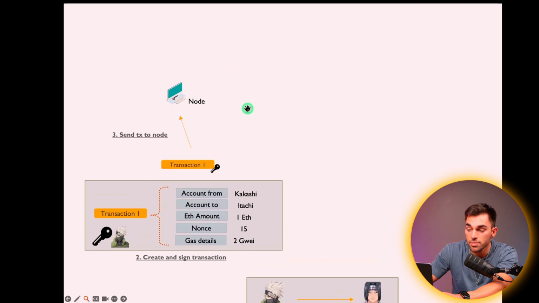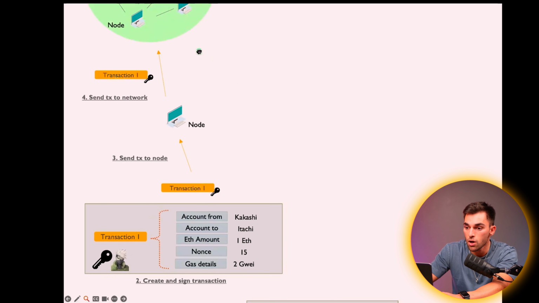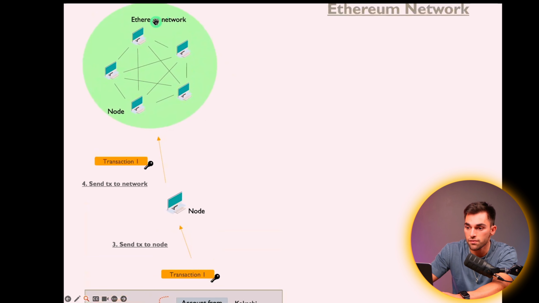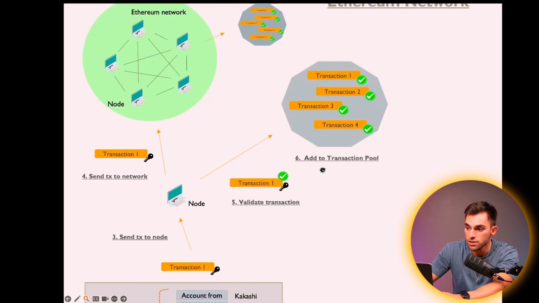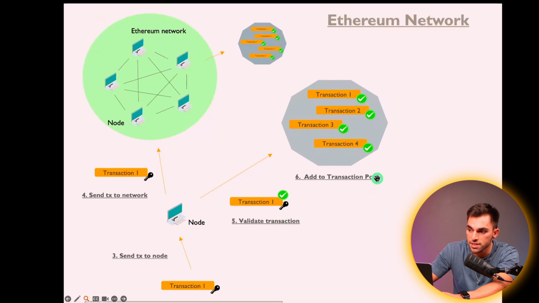The transaction will then be sent to an Ethereum node. Now, this node will send the transaction to the rest of the Ethereum network. The node will also validate the transaction. So it'll ensure that the private key does in fact correspond with the account from. This transaction will be put into the transaction pool. So this is a pool of all validated transactions. So transactions which have been proven to be correct.